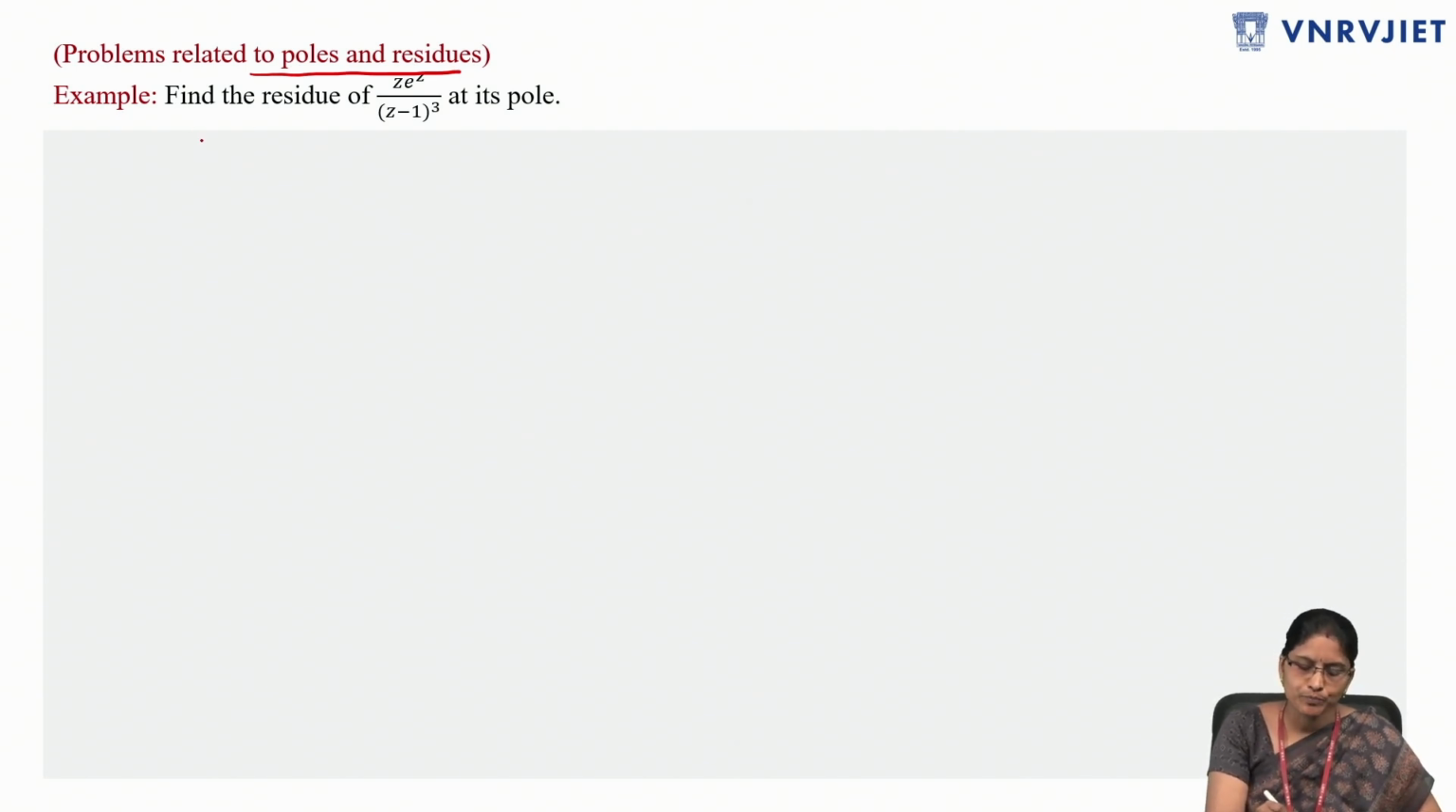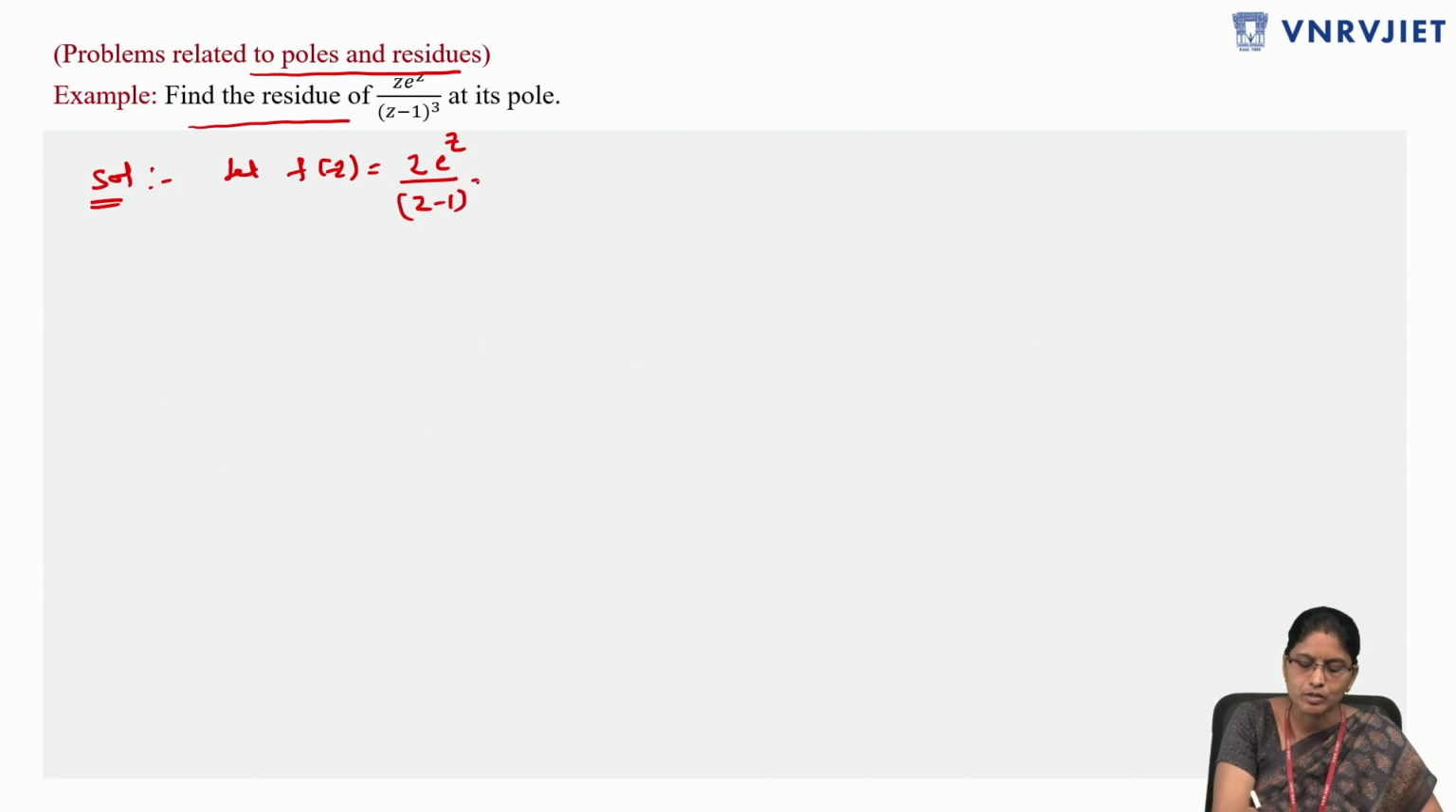See the example. Find the residues of z e power z by z minus 1 whole cube at its pole. We have to find out the residue for the given function f of z. So first we have to note down, let f of z is equal to z e power z by z minus 1 whole cube.